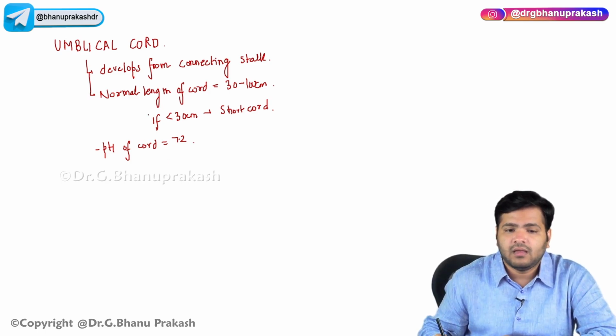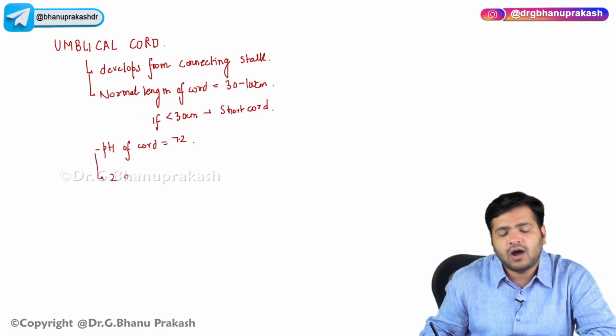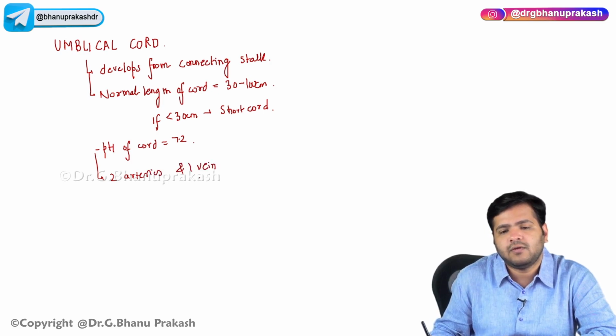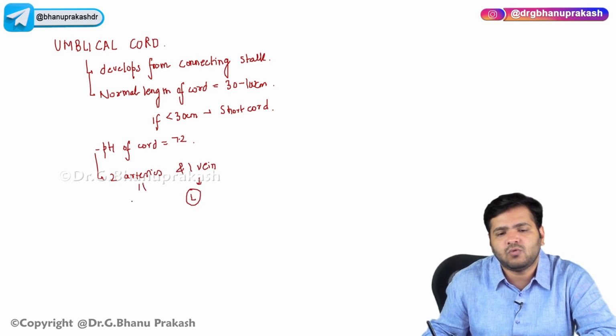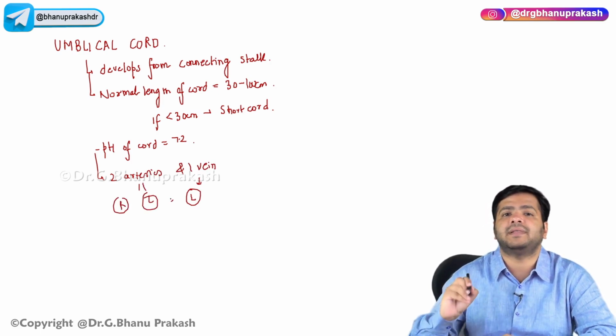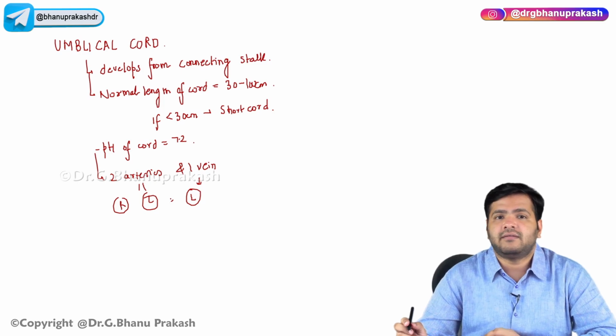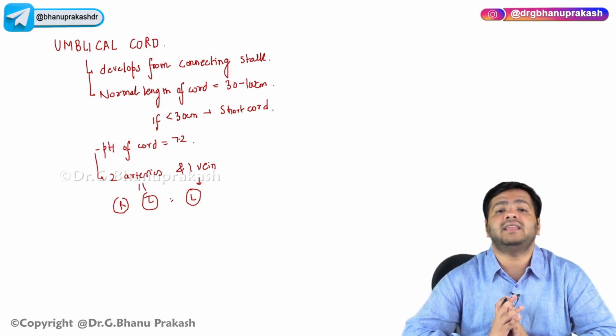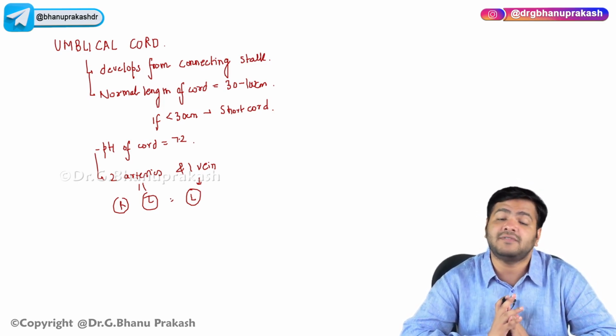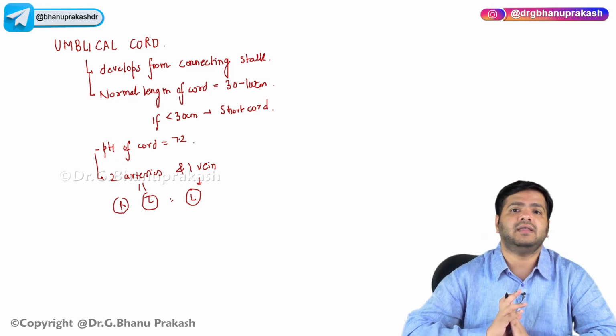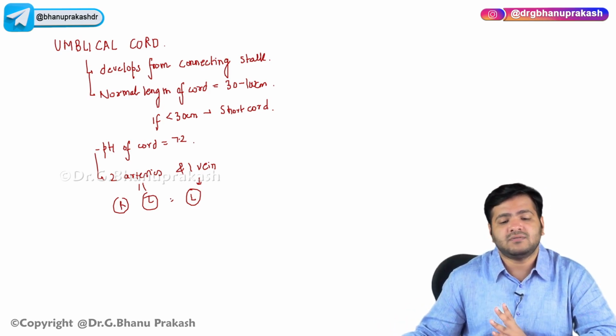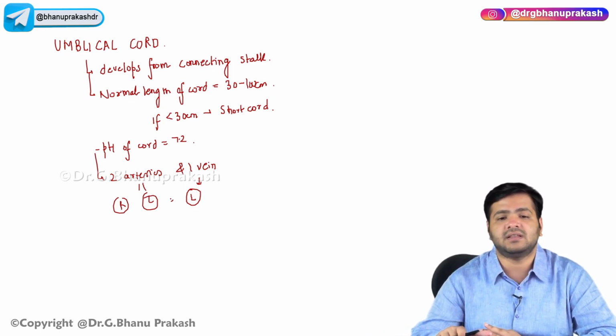The pH of the cord is 7.2. The umbilical cord has two arteries and one vein. Which vein? The left umbilical vein, and two arteries, the right umbilical artery and the left umbilical artery, right? The right umbilical vein later on will disappear, and the left umbilical vein is left. So at the time of birth, only three vessels are there. So that was about the placental anomalies.